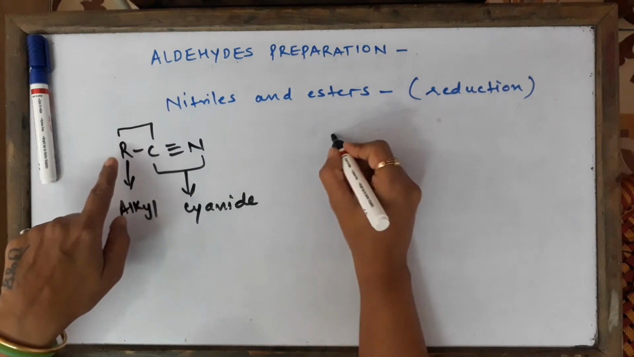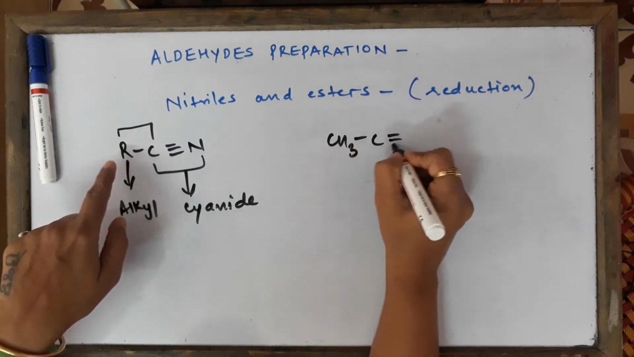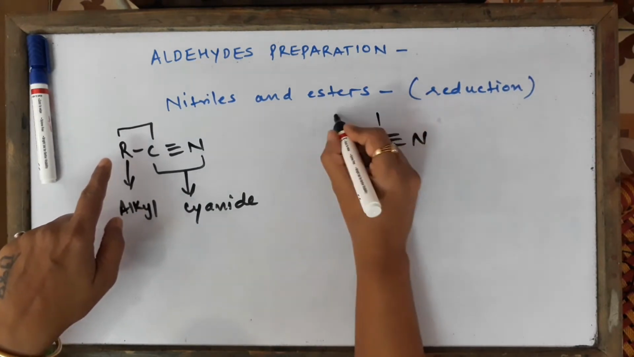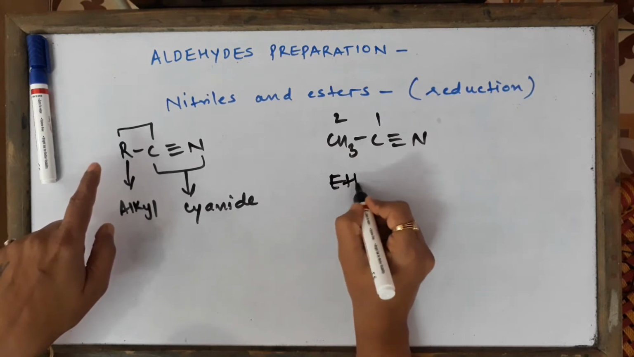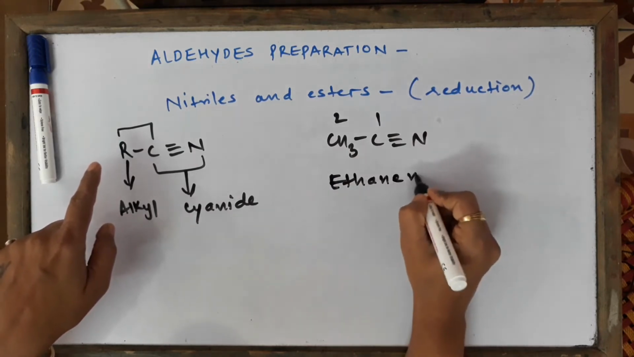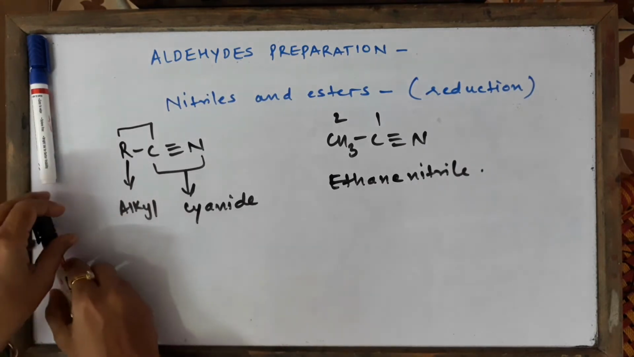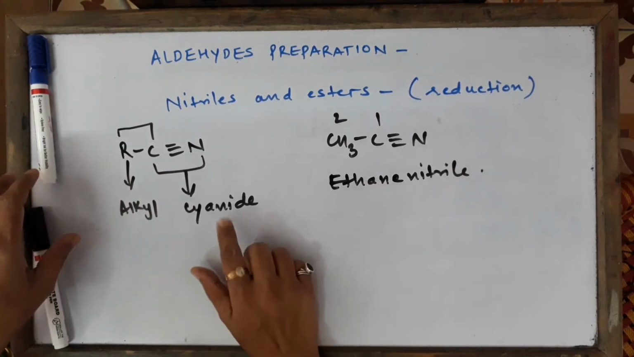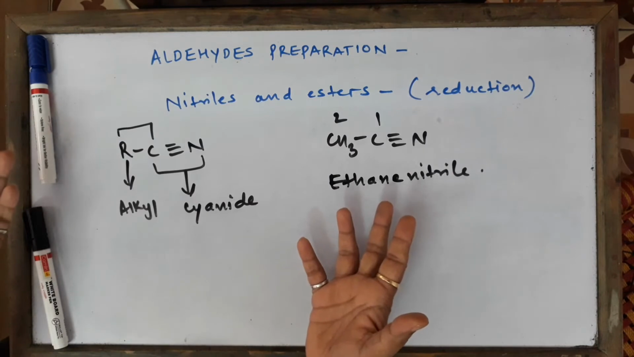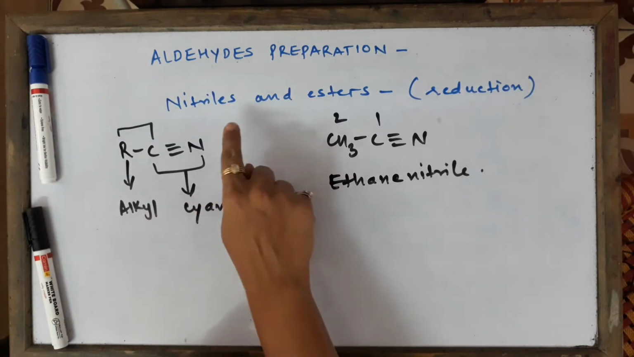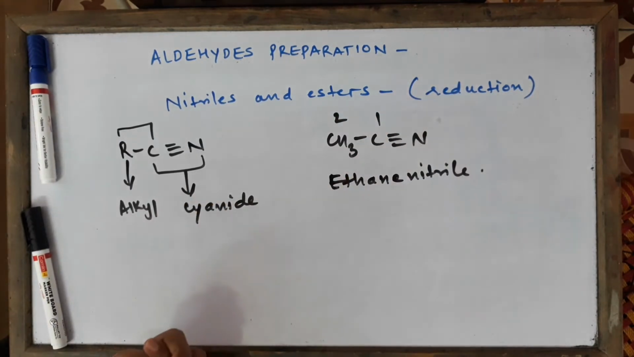Suppose it was like this. So how many are there? You can see, right? So it will be called ethane. Just write nitrile as the suffix. So this is the IUPAC name, this is the common name, so that's not a big challenge for us to understand in the exam. We are going to reduce them now using some special reducing agents.